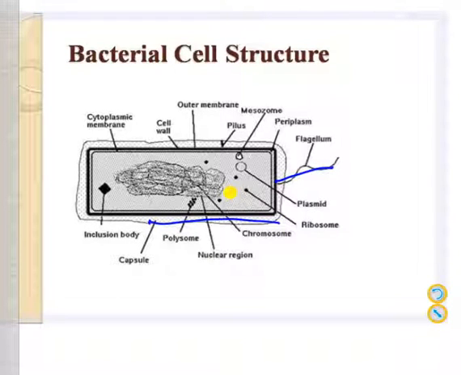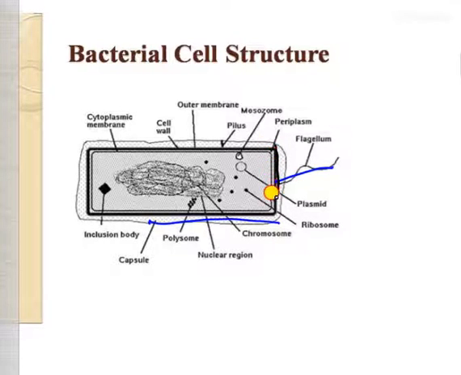So students, in this lecture we are going to study the bacterial cell structure. If you look at the bacterial cell, then we can find there are a number of cell organelles which are present inside the bacterial cell. First it consists of the cell wall. So this is the cell wall of bacteria, you can see here.